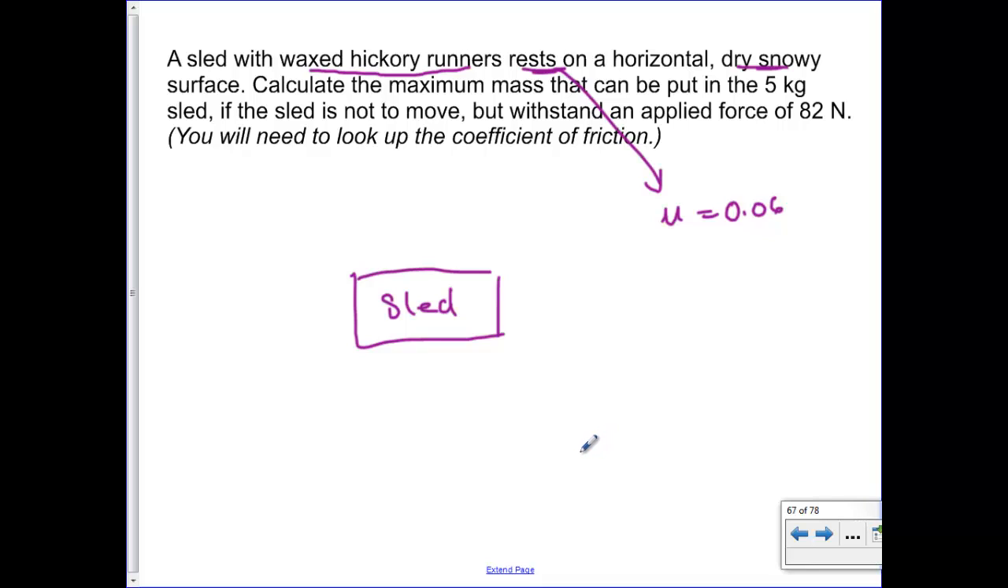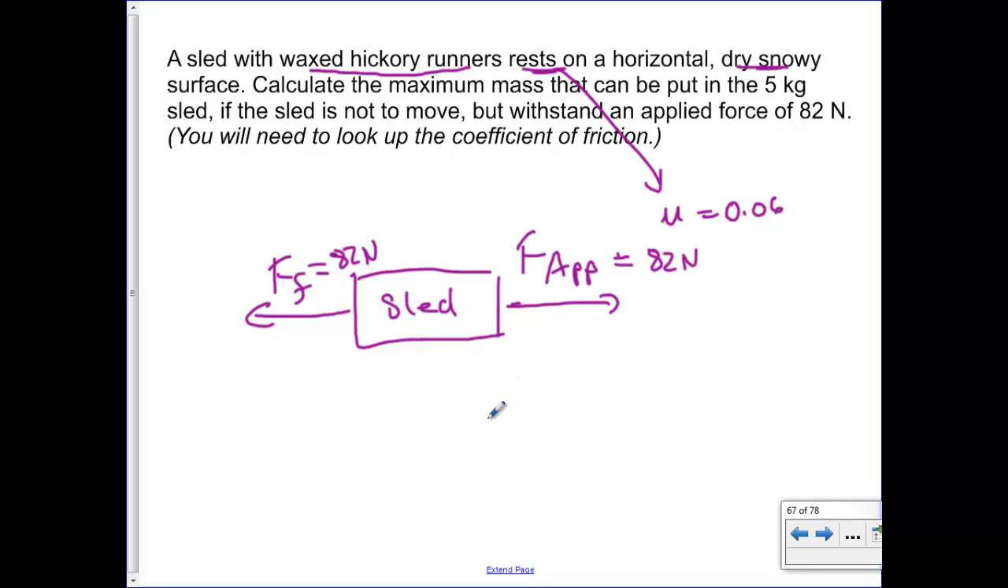What forces are acting on the sled? Let's say we're trying to apply a force this way, then friction would need to act that way. I know the applied force: it's going to be 82 newtons. If this sled is not going to move, what would the friction force have to also be? What other forces are acting on this thing? Gravity's pulling it down, and the normal force is pushing it back up.